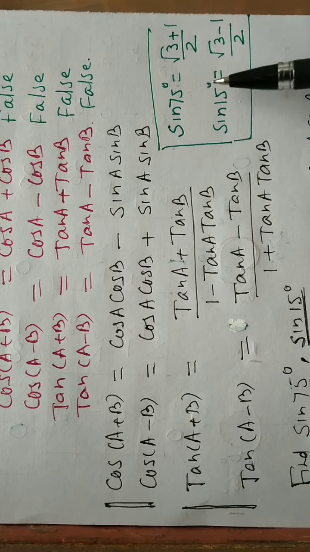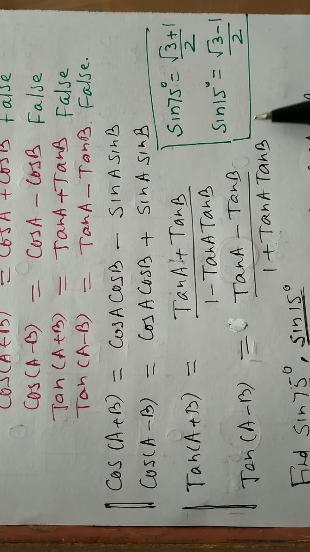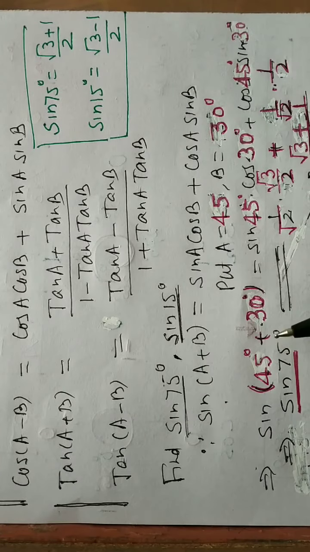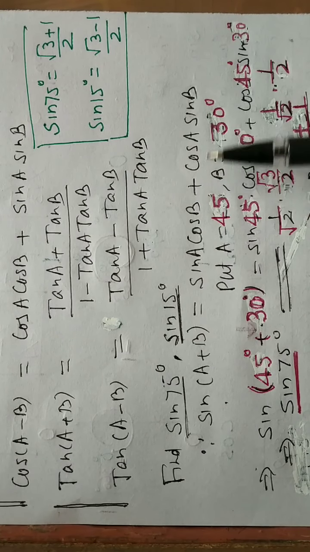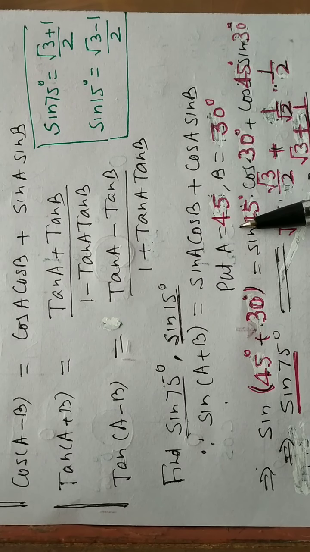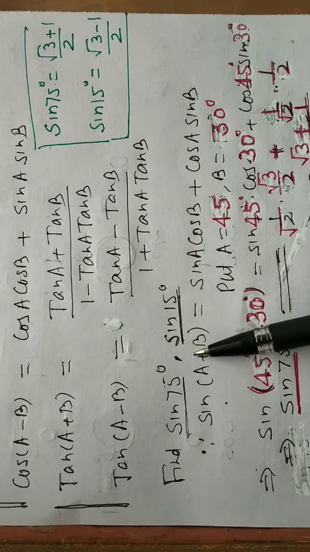Now let us see how these are applied. To find sin 75 and sin 15, we use this identity. We know the formula sin A plus B is sin A into cos B plus cos A into sin B. Put A equal to 45, B equal to 30, and then just see sin 45, sin 30.